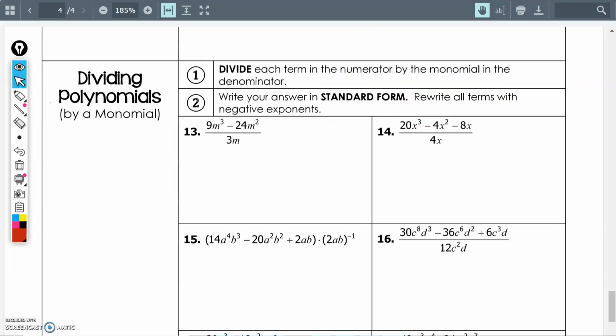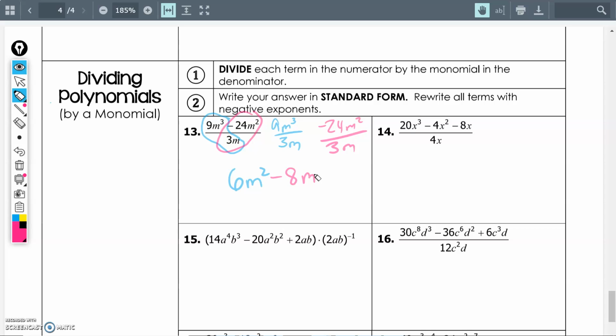Last thing we're going to talk about is dividing a polynomial by a monomial. Those aren't too bad. Basically, what you need to do is divide each term by the denominator. So let's look at what I circled in blue. If we divided 9m to the third over 3m, and then we would have to divide negative 24m squared over 3m. We do those separately, so we get 6m squared, and the other one becomes a negative 8m. Remember, we're subtracting exponents with this quotient rule.